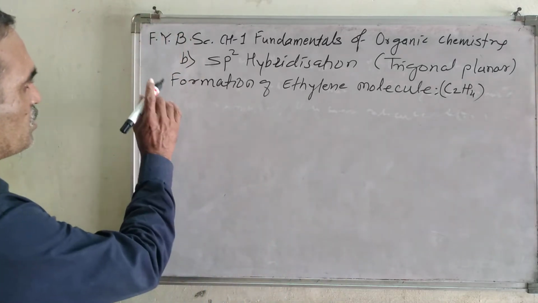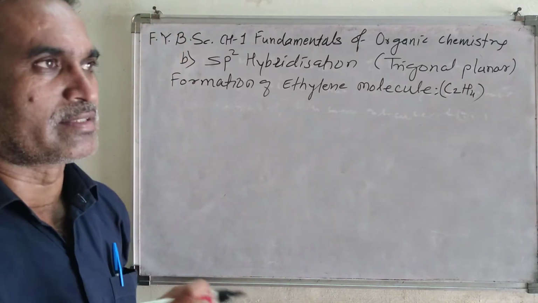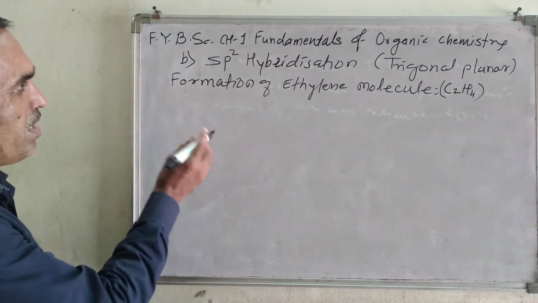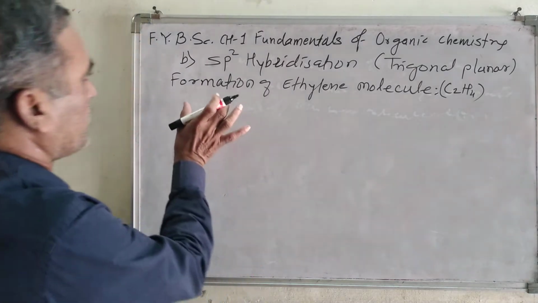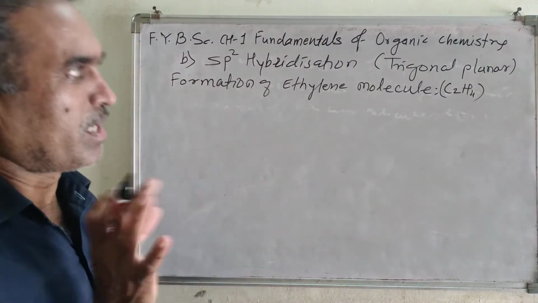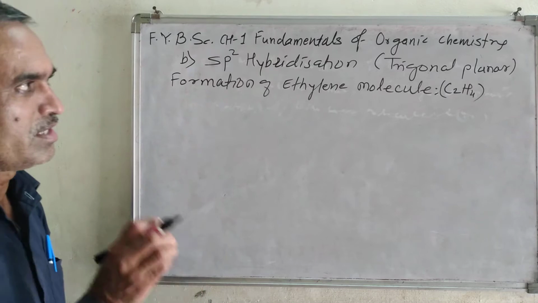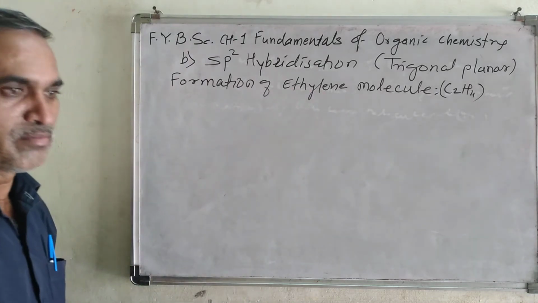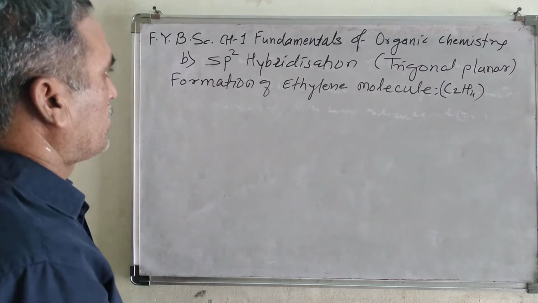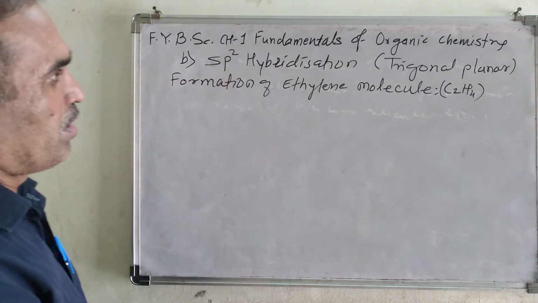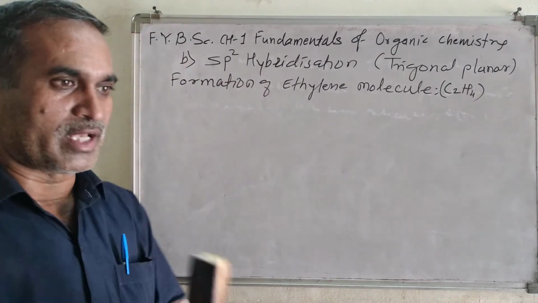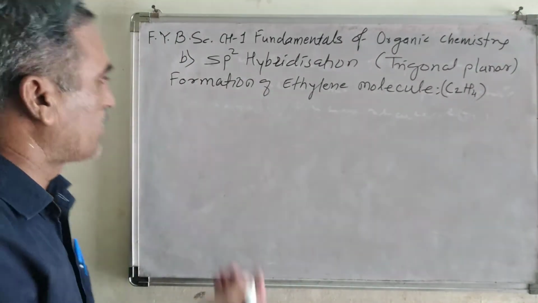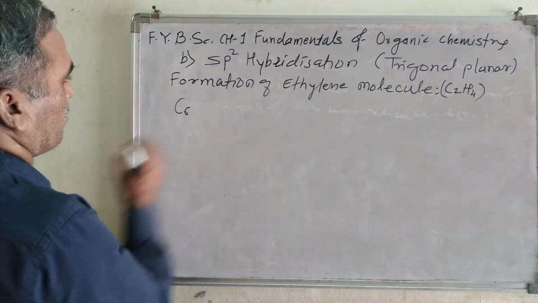Now let us look at a suitable example to explain sp2 hybridization. I have taken one example, the formation of the ethylene molecule. As we know, the ethylene molecule has 2 carbon atoms and 4 hydrogen atoms, and a carbon-carbon double bond is there. In the ethylene molecule the central atom is carbon, and as we know, carbon has atomic number 6.